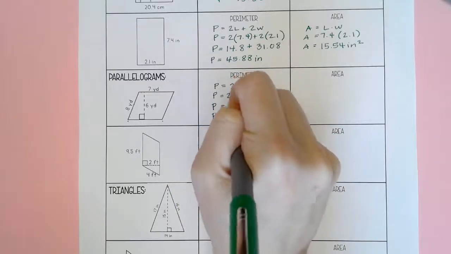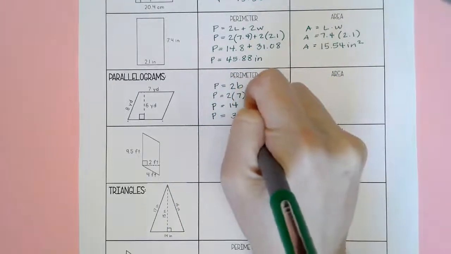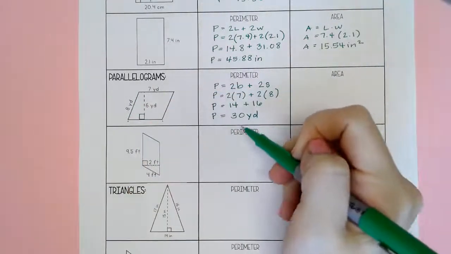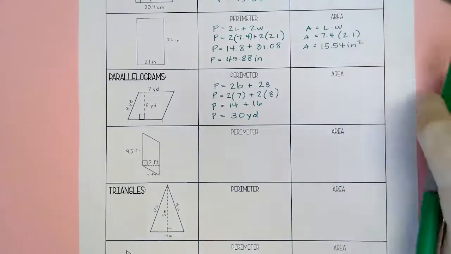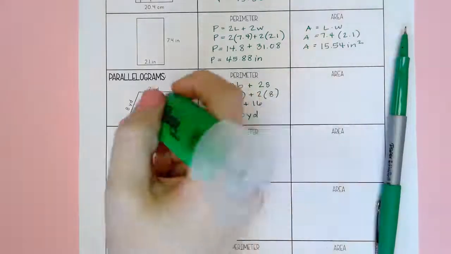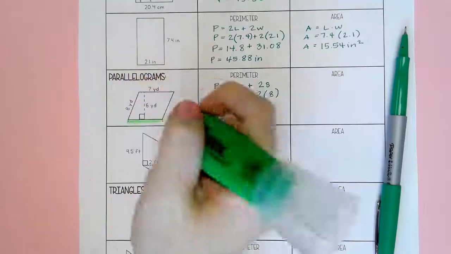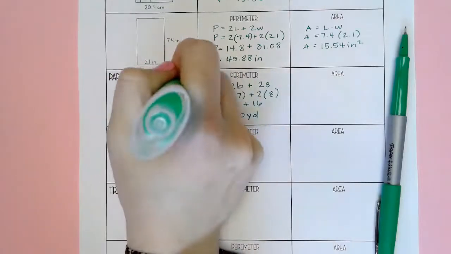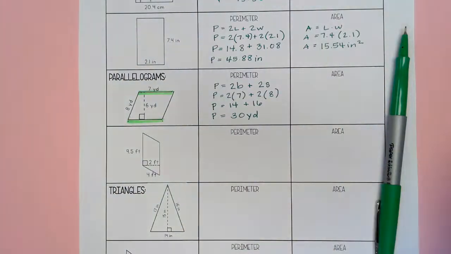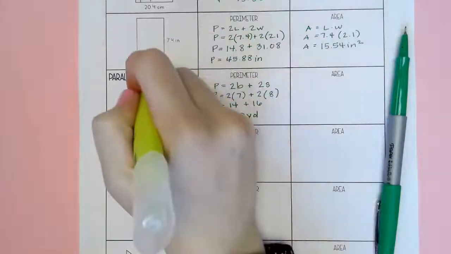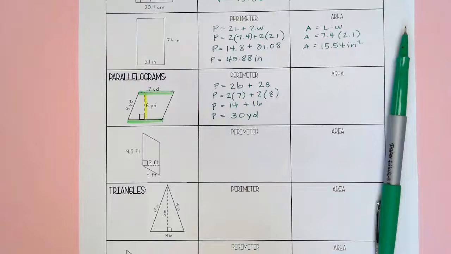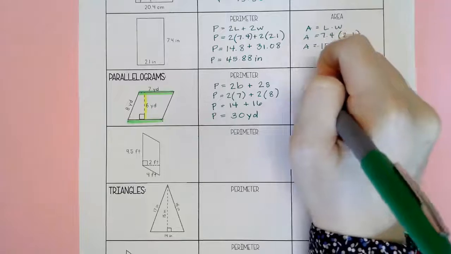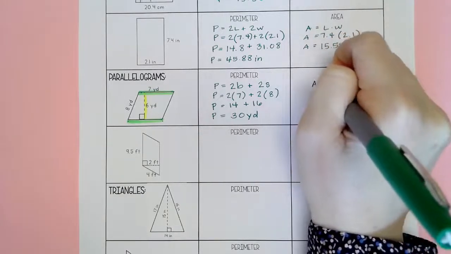Perimeter equals 30. And I have to make sure I put on my yards because it's just the distance around the shape, and so it's not squared, it's just the unit. Now the area, my base, like I said, is perpendicular to the height. This base is not labeled, but this one is, and they're the same length, okay? So I'm going to make sure to use 7. And then my height is that 6 yards there because it's perpendicular to my bases. So my area formula is area equals base times height.